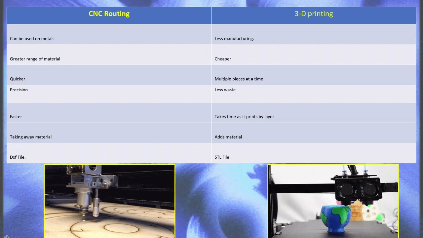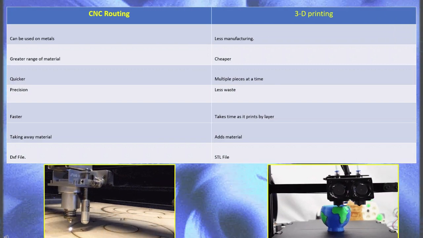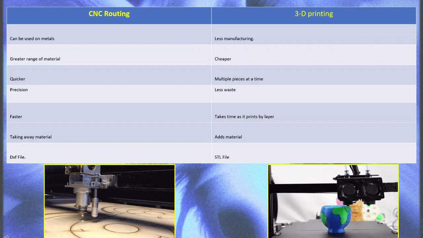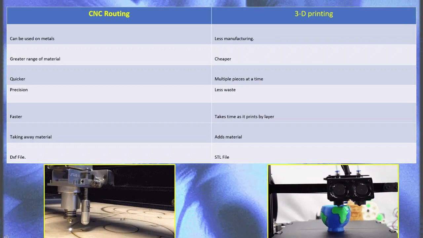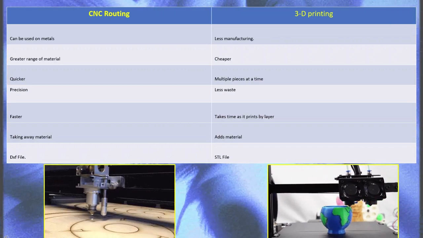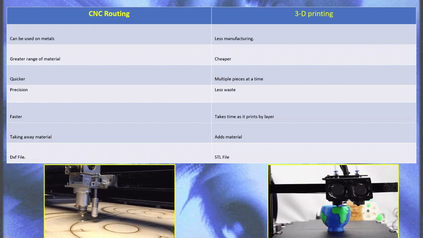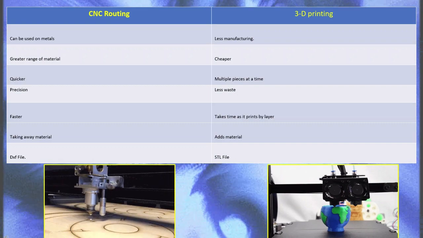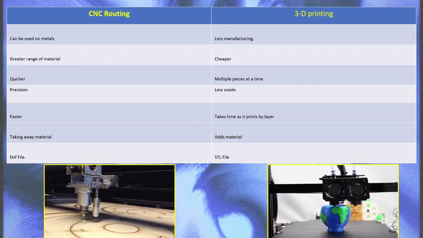A 3D printer takes time as it prints layer by layer. A CNC machine takes away material, and a 3D printer will add material. A CNC will usually accept a DXF file, and a 3D printer will accept an STL file.